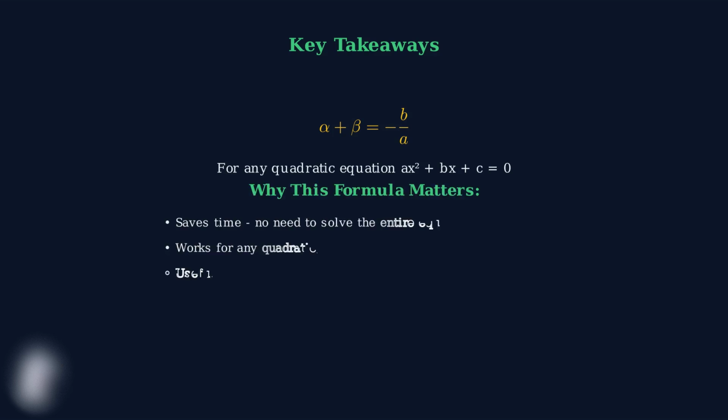We've covered a lot of ground today, so let's recap the most important concepts you need to remember about the sum of roots in quadratic equations. The sum of roots formula alpha plus beta equals negative b over a is your powerful shortcut for understanding quadratic equations without actually solving them. This formula matters because it saves you time, works for any quadratic equation regardless of whether the roots are real or complex, and has practical applications in engineering, physics, and other fields.